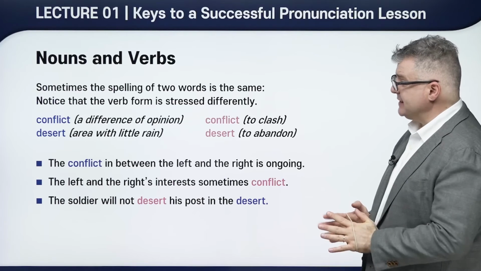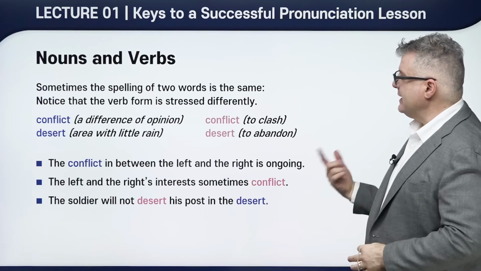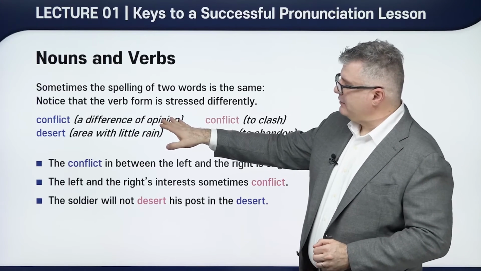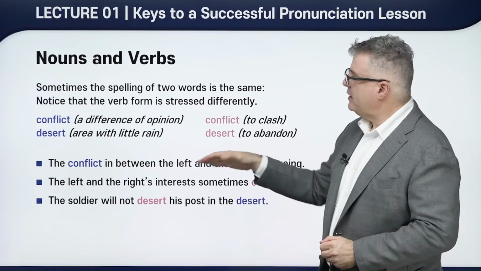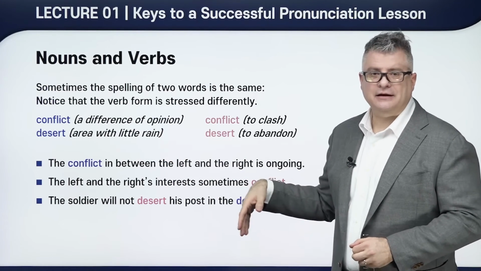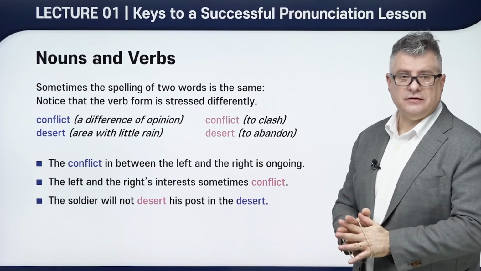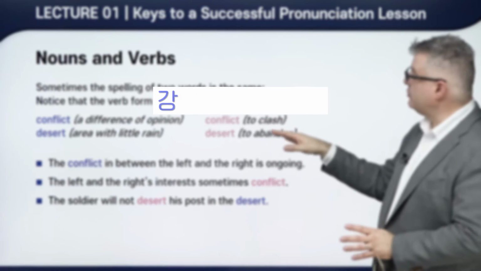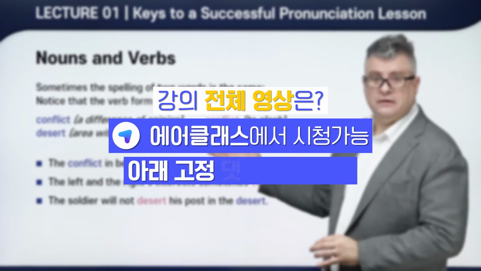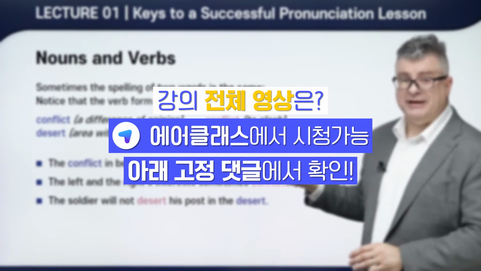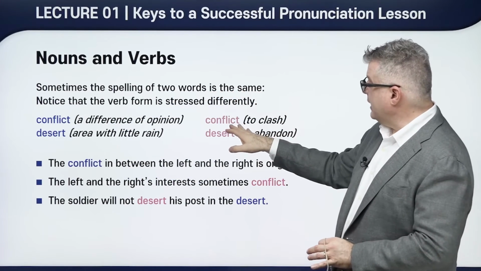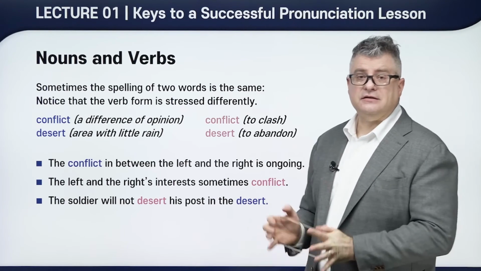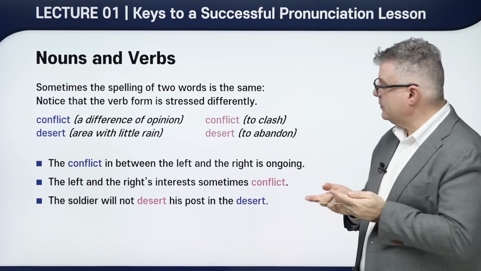Sometimes the spelling of two words is the same, but the verb and the noun are stressed differently, okay? So if you have a difference of opinion, you have a conflict, okay? If you have an area that has very little rain, like the Sahara Desert, then it's on the first syllable. If we have it on the second syllable, that means it's the verb, to conflict, to desert, okay? To desert something means to abandon it, okay? To conflict means to kind of fight a little bit, okay?